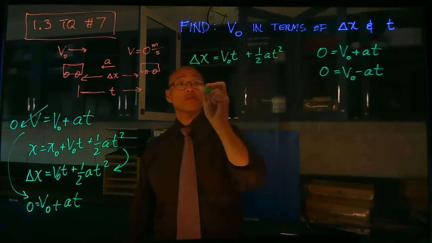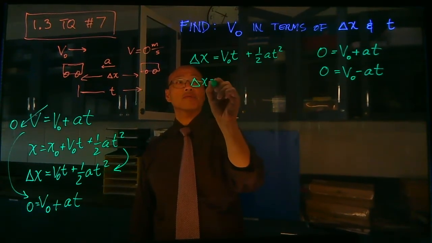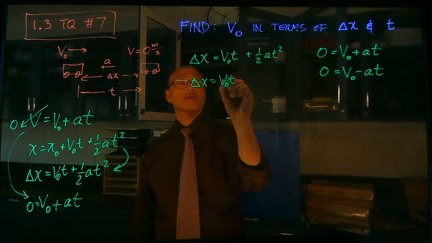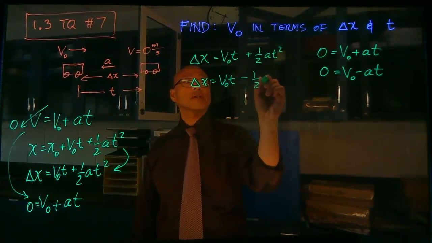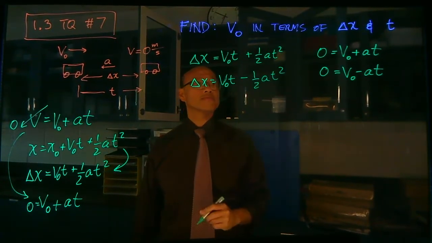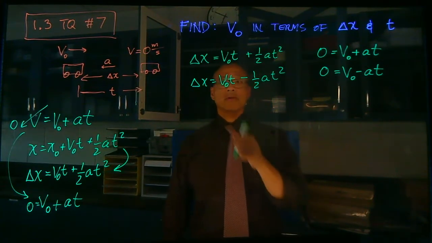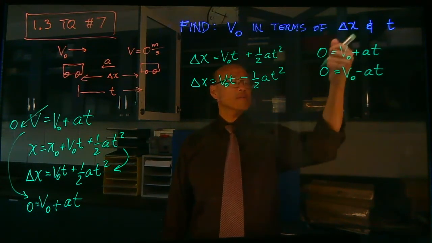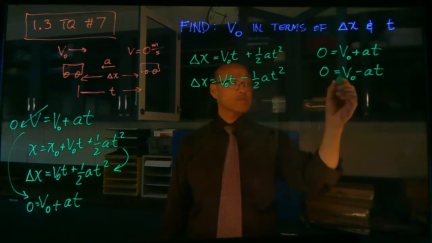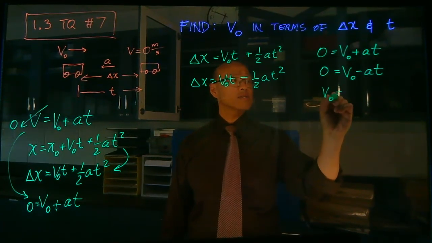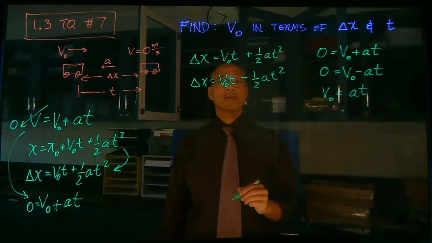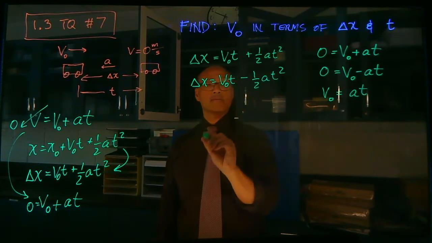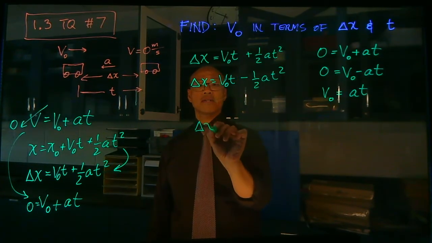Okay, so I'm going to write the same thing here. Delta x is equal to v naught t minus 1/2 at squared. I've got delta x, I've got t's in here. So this one looks really simple, so I'm just going to write this one out. V naught is equal to at. Oh, at, v naught. So I'm going to write that in.